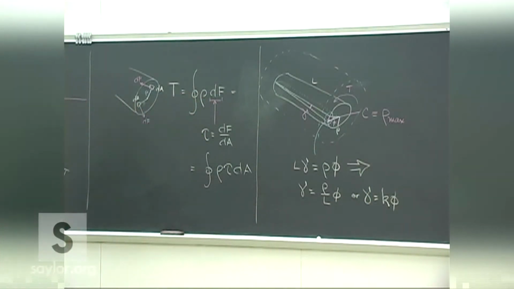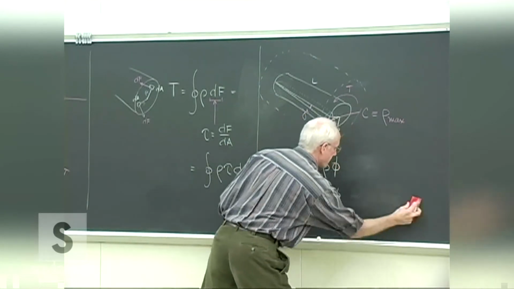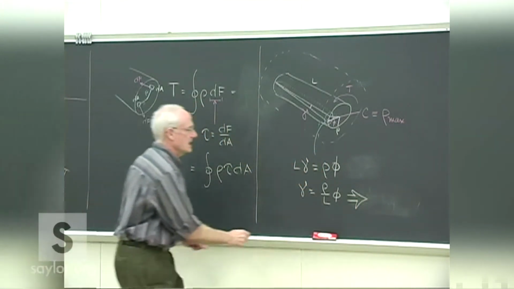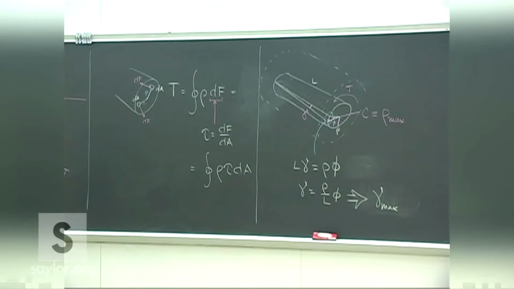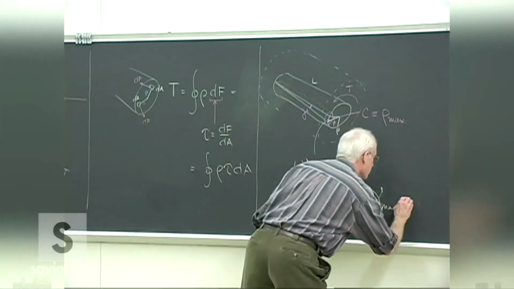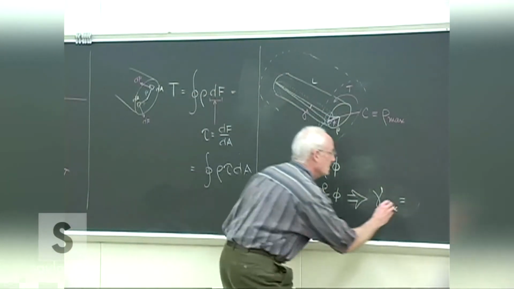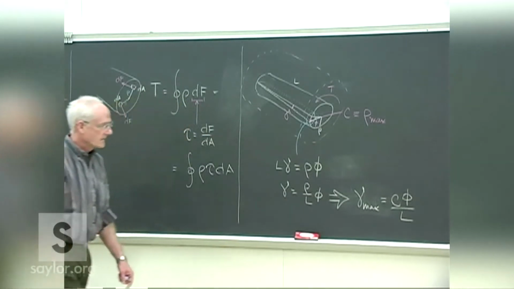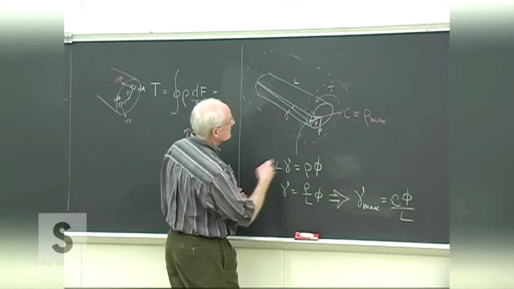It's nothing to take this a little step farther. Actually, not that one. The one below it is more useful because it actually gives us the shear strain. So I'll go right from here. We can then say the maximum shear strain is going to be, well, at the maximum radius, which is C. So we know now where the maximum shear strain is. At the outer surface. Remember, that's the radius C.